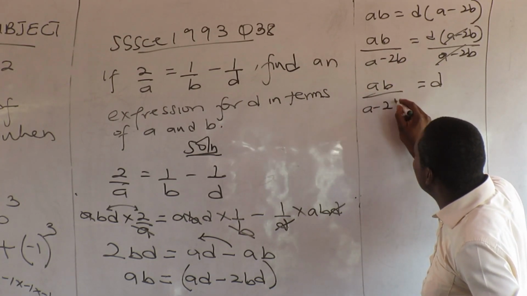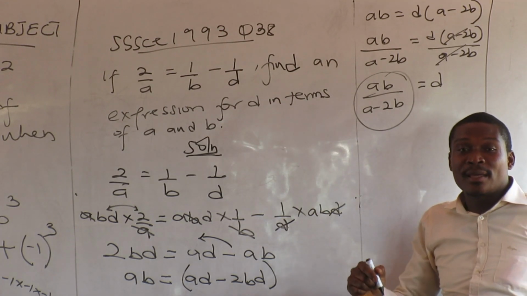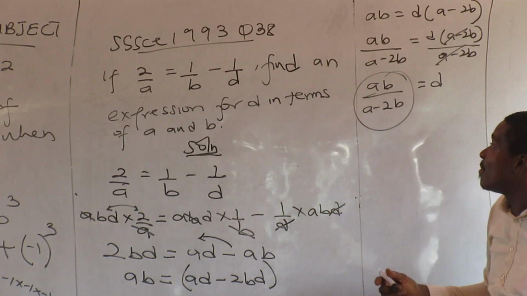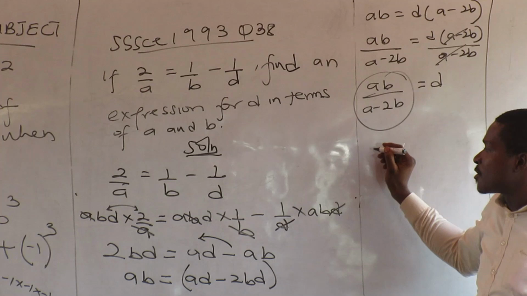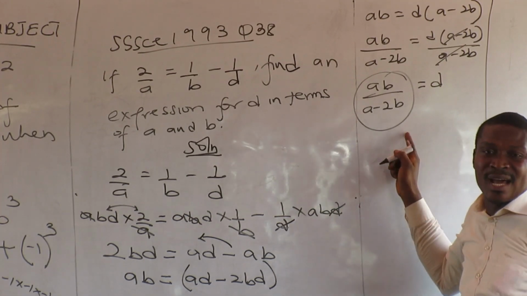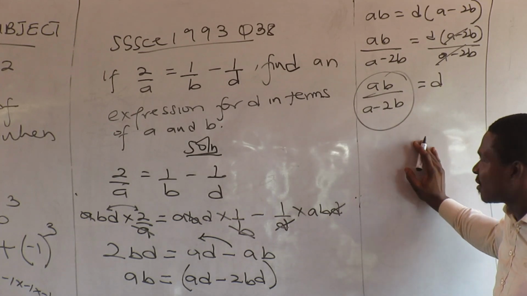I have been asked to make D the subject, or find an expression for D in terms of A and B, and I've done that. That is correct. If we're having that in the objectives, this is the answer to the objective. Do you believe this is correct? Okay.